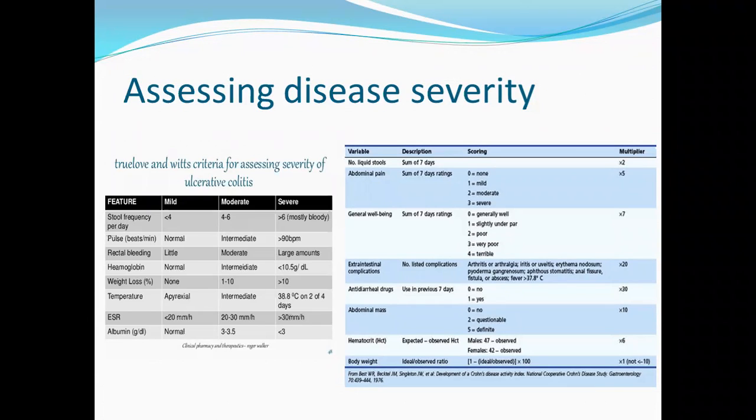Also, when you talk about Crohn's disease, we have a Crohn's disease activity index, which we can also use to assess the disease severity of these patients with its features or variables. And then depending on the values, we can also classify them into mild, moderate, and then severe.